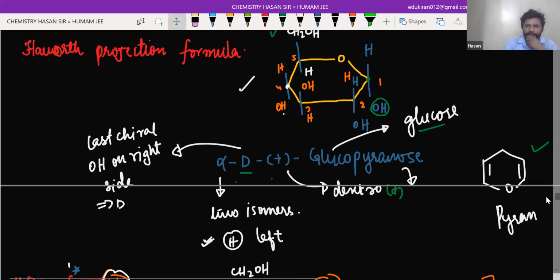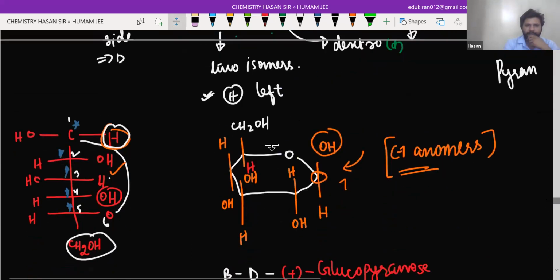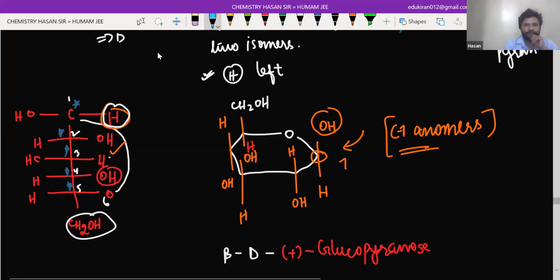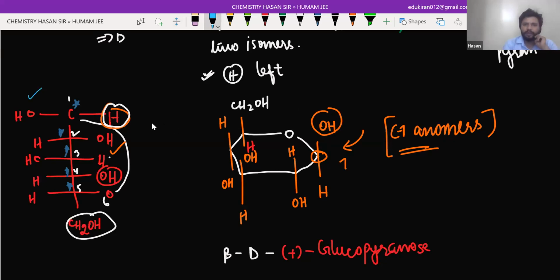So if you got it, can you please draw the structure of this? This is your, I just switched the position. This is your beta. You can see on the first chiral carbon now you have H on the right hand side. So what will happen on the first carbon, H on the right hand side? H comes on the bottom, and the rest is as it is. And this has the name beta D positive glucopyranose.